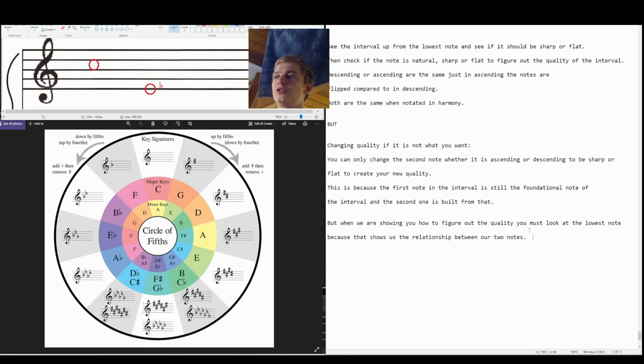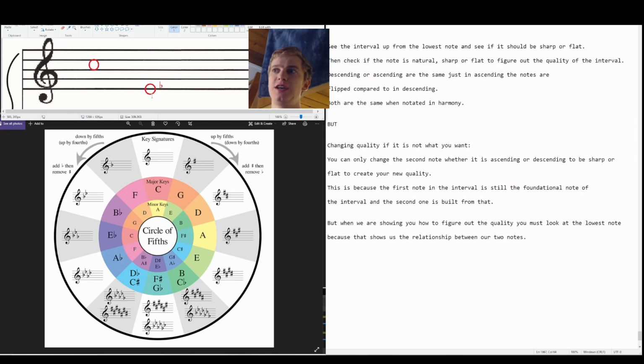But when changing the quality of the interval, if it is not what you want, you can only change the second note, whether it is ascending or descending, to be sharp or flat to create your new quality. This is because your first note in the interval is still the foundational note of the interval, then the second note is being built from that. But when we're showing you how to figure out the quality and the quantity, you need to count up from the lowest note because that shows us the relationship between the two notes.